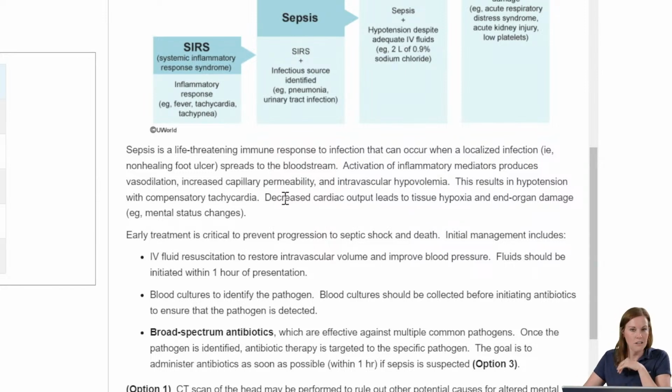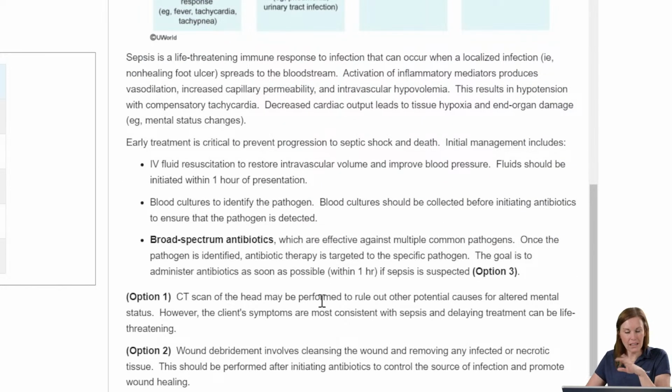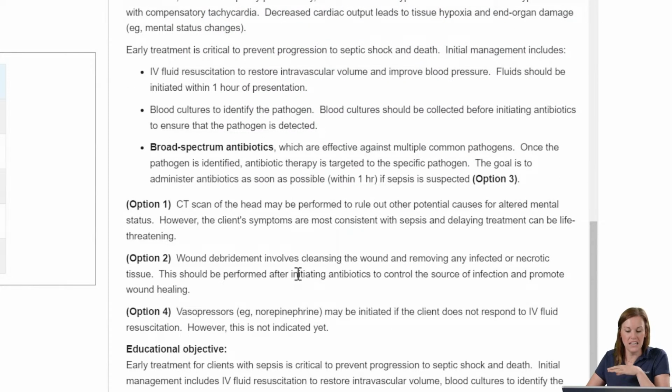I think you guys definitely are on board with our right answer on that one. Let's look at our options that were incorrect and just why they were incorrect. So again, CT of the head, we're typically not going to be needing to do this in the immediate setting. We're trying to conquer that infection, so we can rule that out for any reason for changes in mental status, but that's definitely not our priority right now.